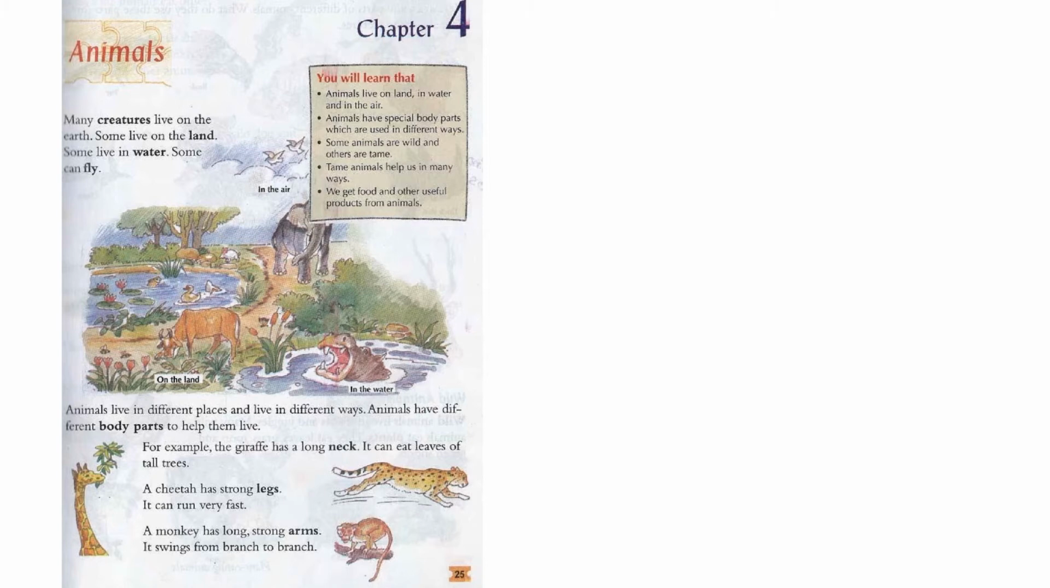A monkey has long, strong arms. It swings from branch to branch. Well, we have seen the activity of the monkey, and we feel very good whenever we see the monkey jump from one place to another. But the main fact is that the monkey has long and strong arms, because these long and strong arms help the monkey to jump from one place to another.